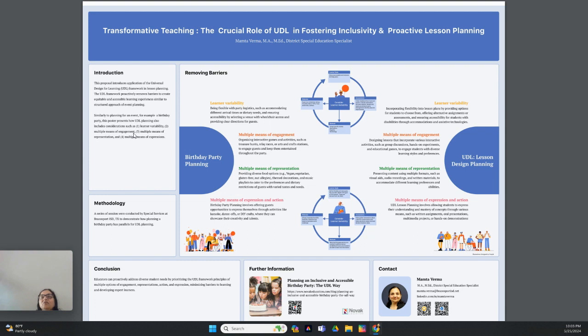Similarly, in the planning of an event, for example a birthday party, this poster presents how UDL planning also includes considerations such as learner variability, multiple means of engagement, multiple means of representation, and multiple means of expression. We hosted a series of sessions in our district to demonstrate how planning a birthday party has a parallel to the UDL planning.